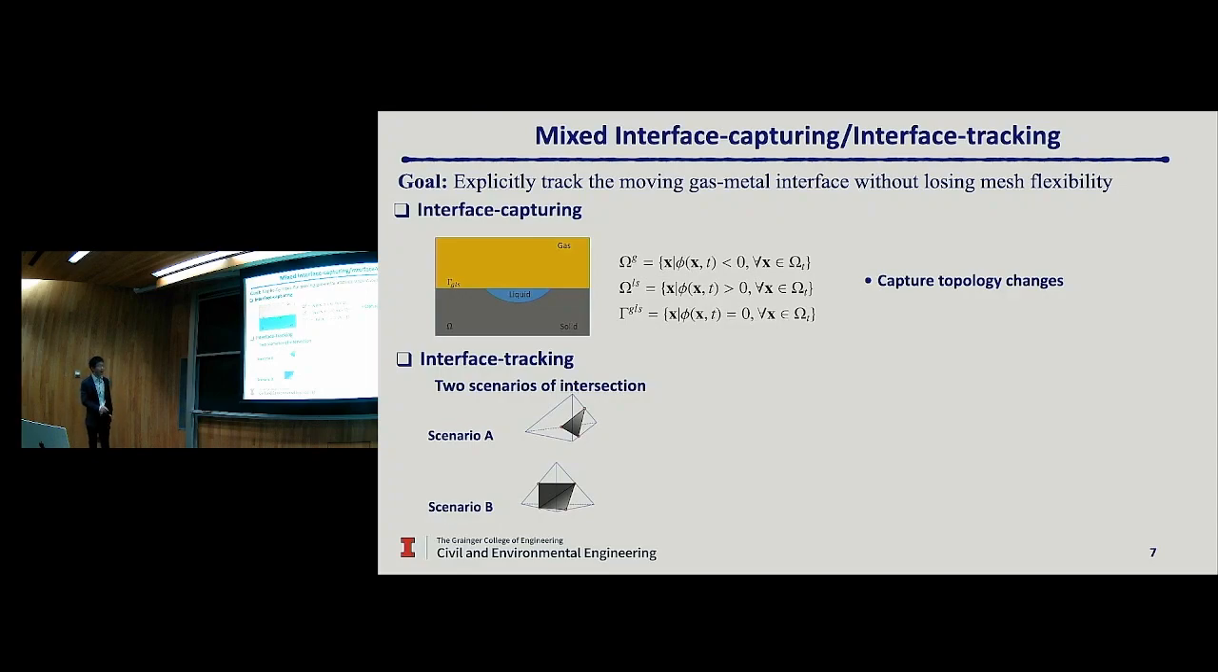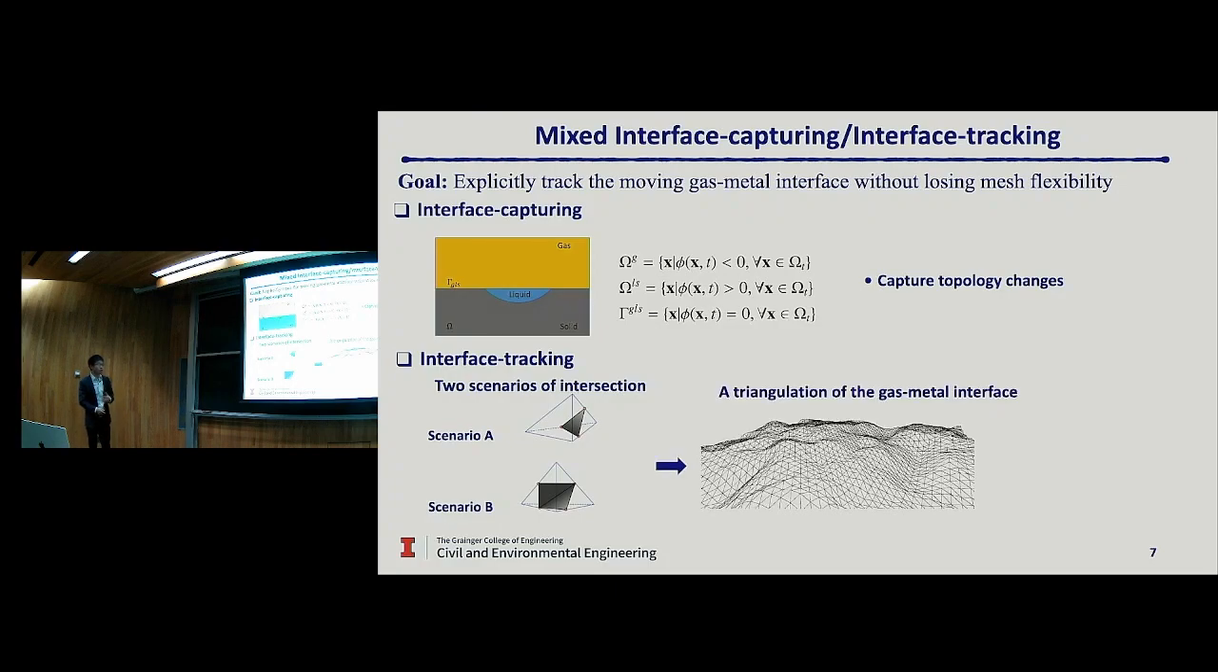In scenario A, you have 3 intersection points between the zero level set and the element. You can simply connect those 3 intersection points and form one triangle. In scenario B, you may have 4 intersection points. Do the similar thing and form 2 triangles. After you get all the triangles, you build the connectivity, and you will have a triangulation of the gas-metal interface. This triangulation holds for any scenario, no matter whether the interface is simply connected or multiply connected, it doesn't matter. And you see the triangulation is done in an element by element fashion.